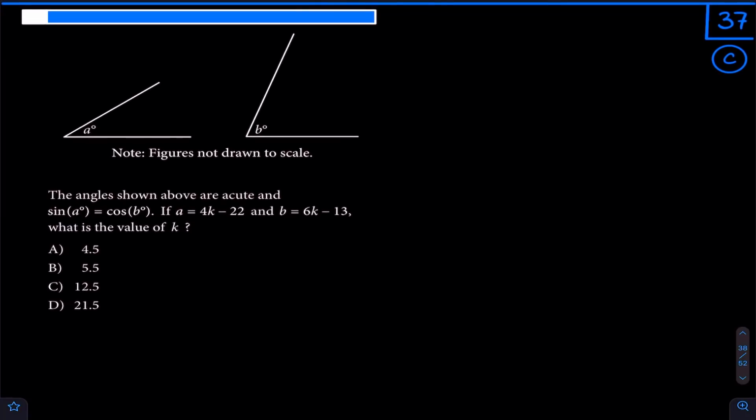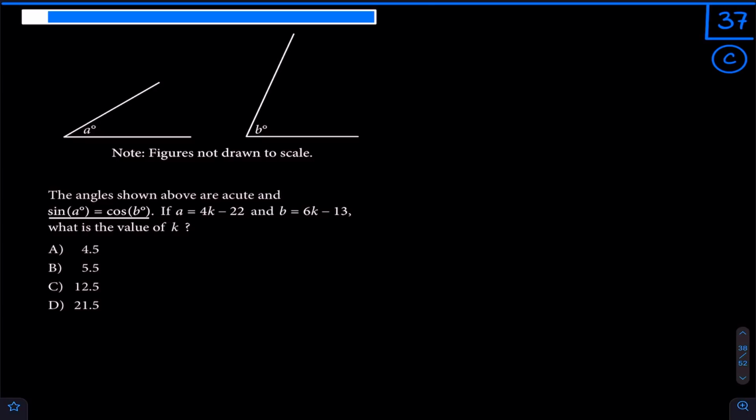Moving on to problem 37 here. So in this problem, we are dealing with some angles. It says the angles shown above are acute and sine of A equals cosine of B. If A is equal to 4k minus 22 and B is equal to 6k minus 13, what is the value of k? So the big piece of information here that you might not know what to do with is that sine of A equals cosine of B.